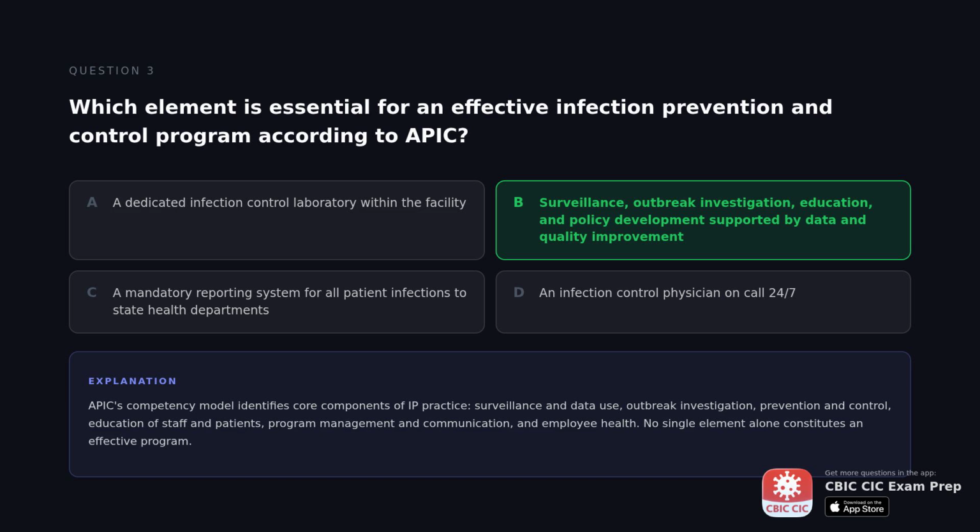The correct answer is surveillance, outbreak investigation, education, and policy development supported by data and quality improvement. The APIC competency model identifies core components of IP practice: surveillance and data use, outbreak investigation, prevention and control, education of staff and patients, program management and communication, and employee health. No single element alone constitutes an effective program.